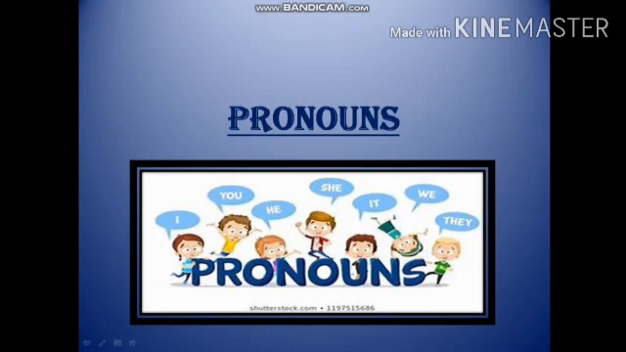Children, today we are going to start a new chapter in grammar, that is pronouns. Children, in our earlier class we have already discussed what nouns are. Words that are used to name a person, place, animal, bird or thing are called nouns. Such words are also known as naming words.